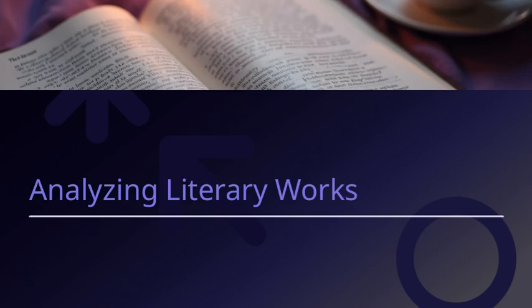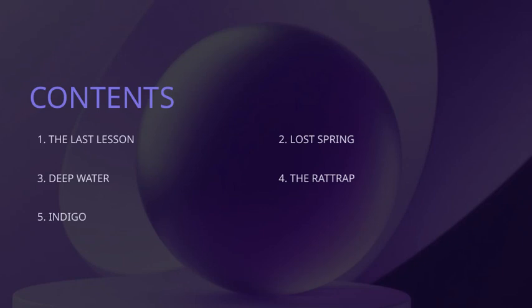Let's get started. Let's take a moment to look at the contents of this section. We have 5 stories: The Rat Trap, Lost Spring, Indigo, Deep Water, and The Last Lesson. Each of these stories offers unique insights and lessons that tie into our overall theme of understanding human resilience, societal issues, and the importance of compassion.